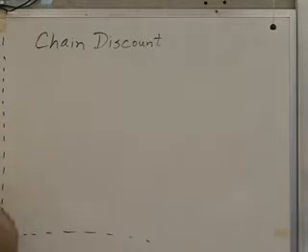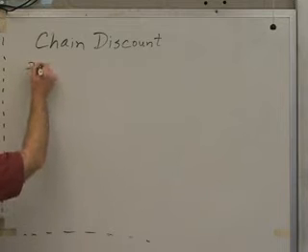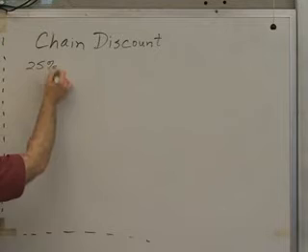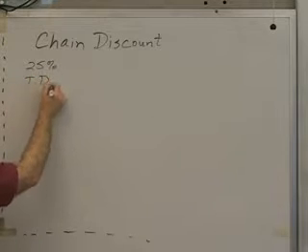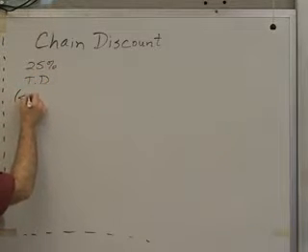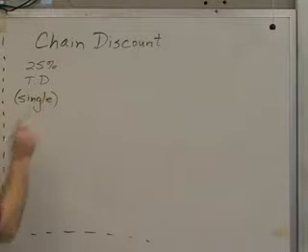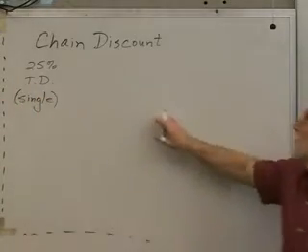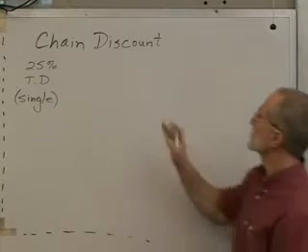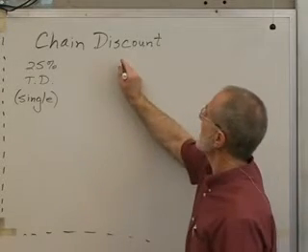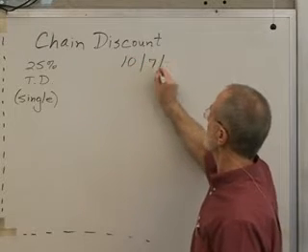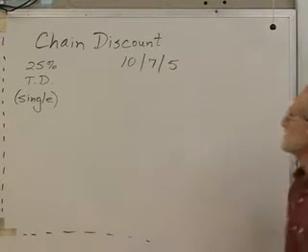Let's talk about chain discounts. Instead of offering a 25% trade discount, which we could also call a single discount, in other words, one number, 25%, some manufacturers or wholesalers offer us a chain discount, let's say 10/7/5.